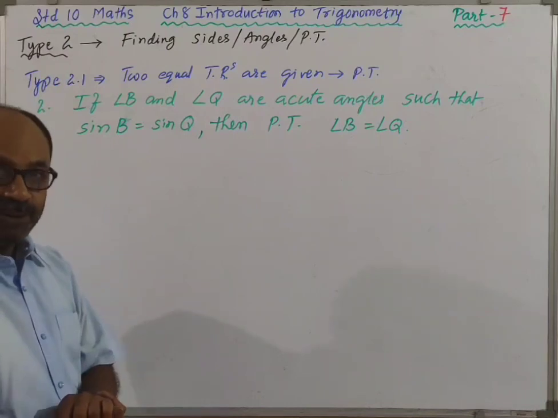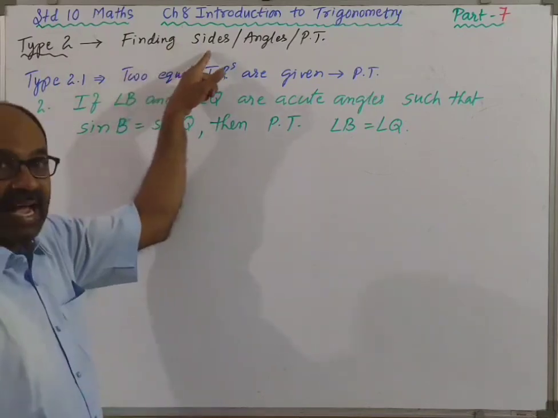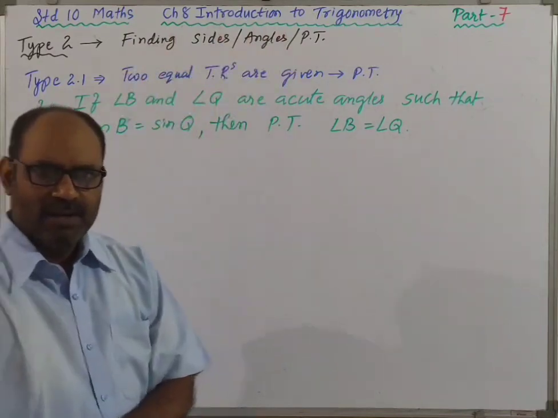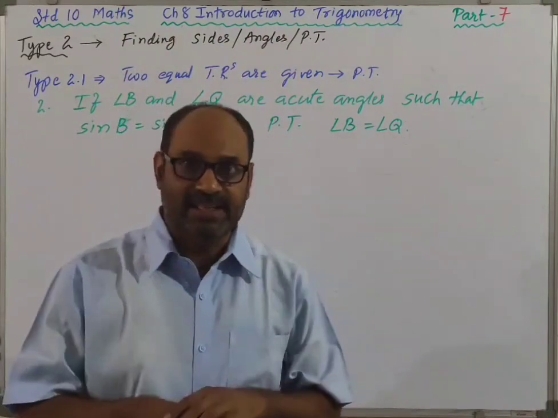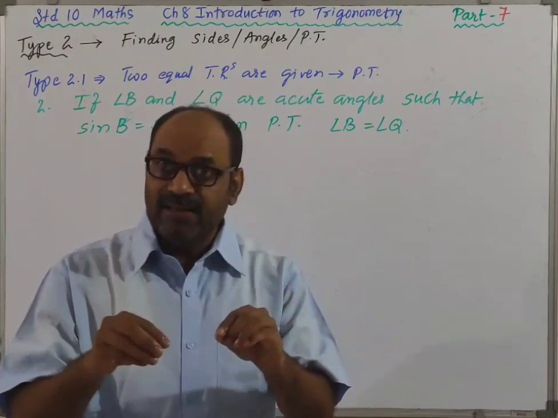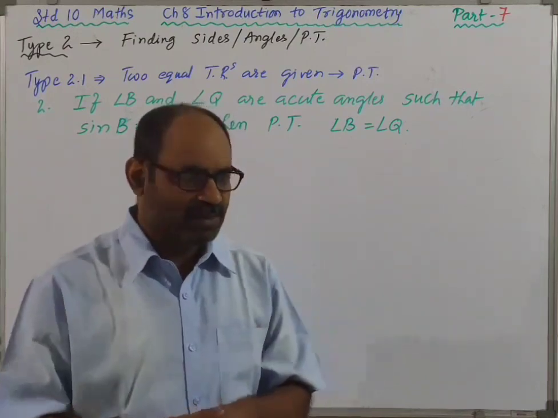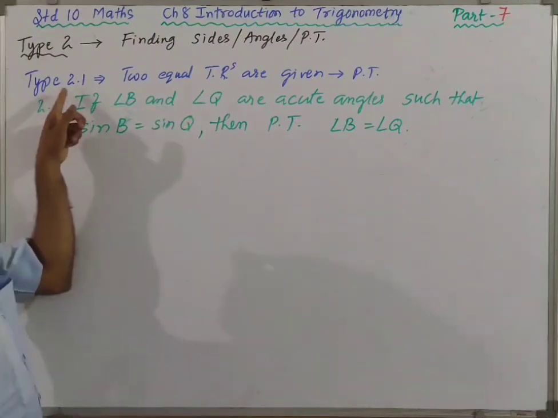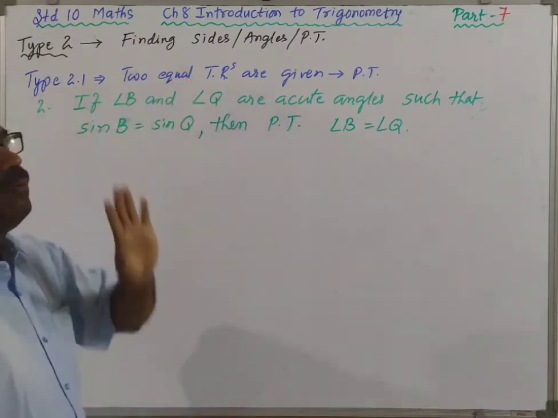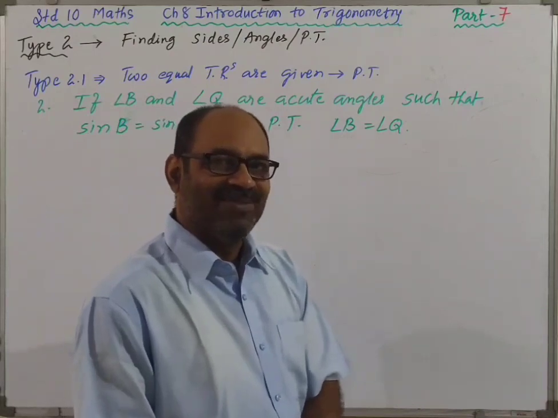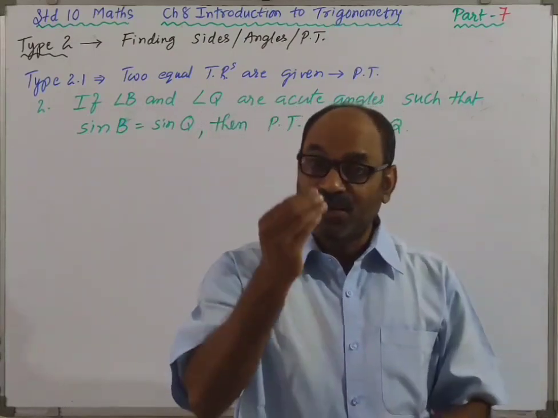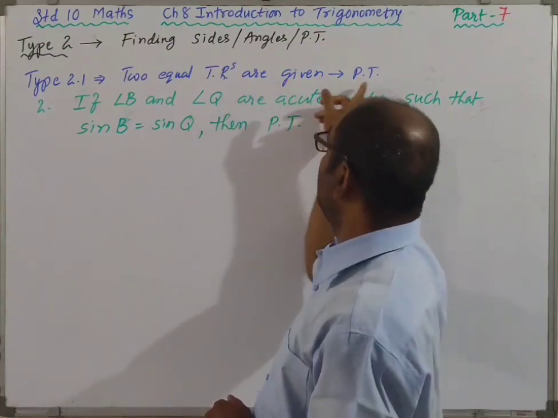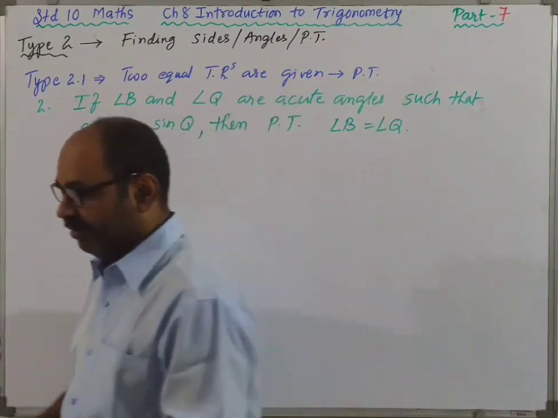we move to type 2, finding sides, angles, or prove that. We have to find sides, angles, and prove that type of sums. The very first one is prove that. We'll see type 2.1, where two equal trigonometric ratios are given. What is given? Two equal trigonometric ratios are given, and you have to prove something.